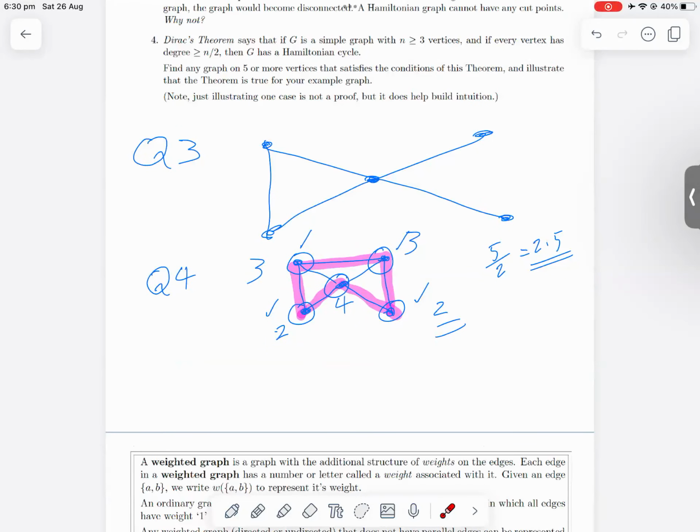So this example shows that this condition is not a necessary condition, but it's a sufficient condition. So the other example which comes to my mind is this one. So maybe this one.